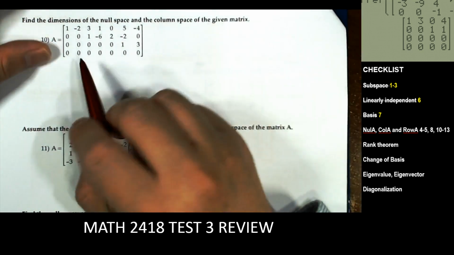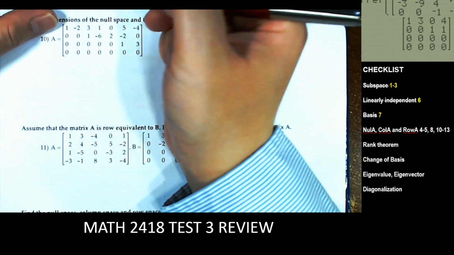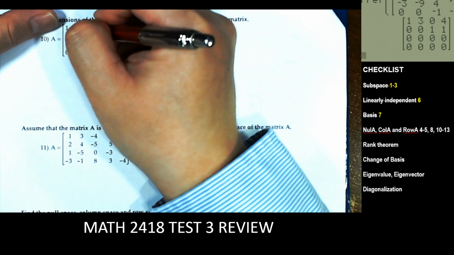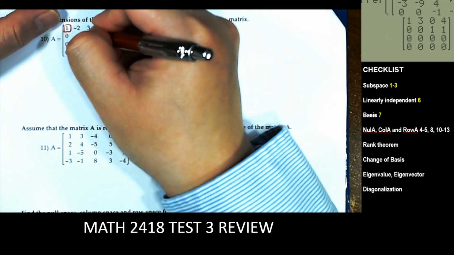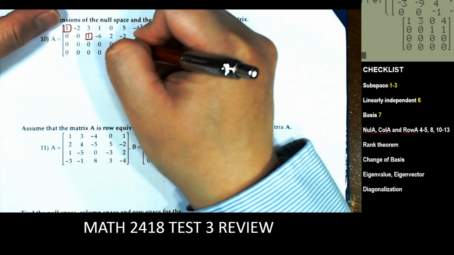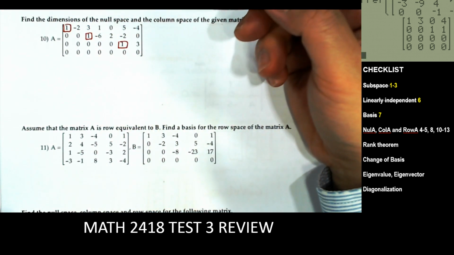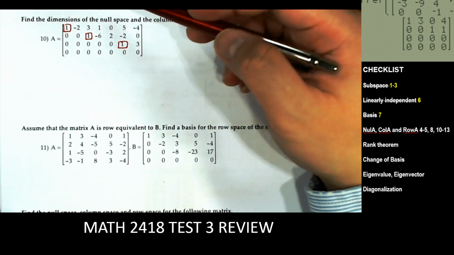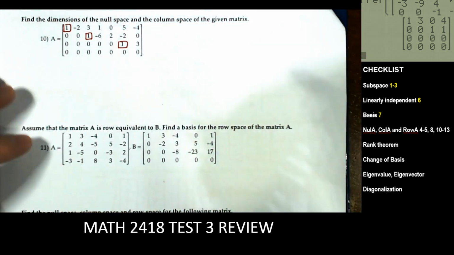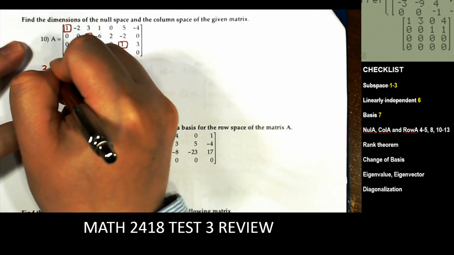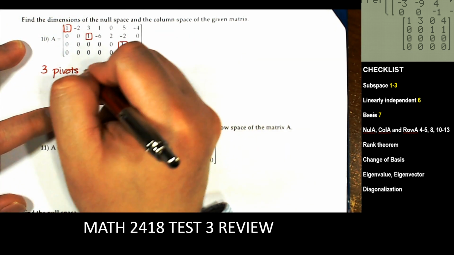Alright, 10 will be easy. This matrix is in row echelon form, not reduced, because there's still a 3 on top of this one here. We do have 3 pivots here. 3 pivots, so 3 pivot rows, 3 pivot columns. So the dimension of the row space and the dimension of the column space will be 3.